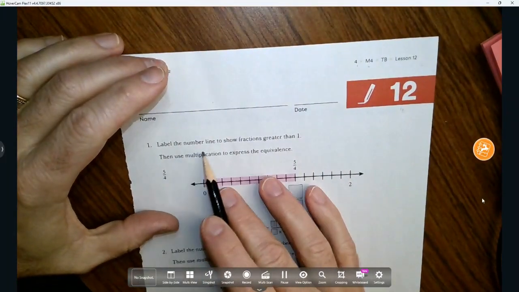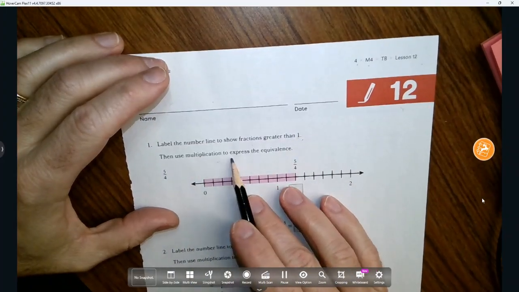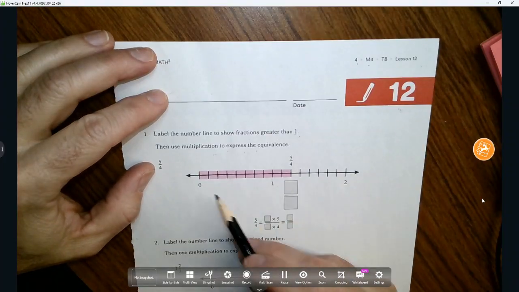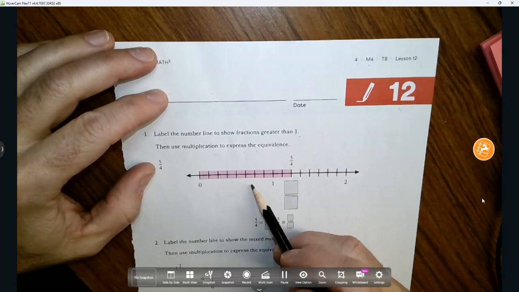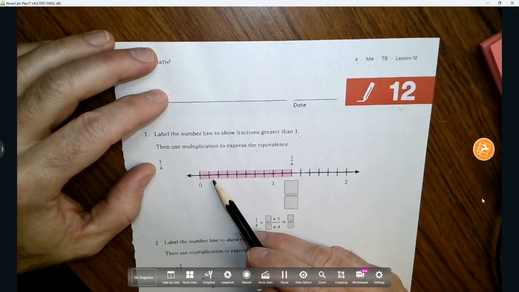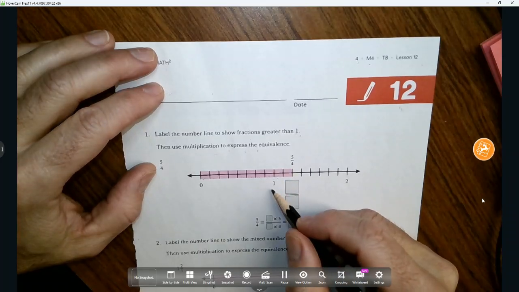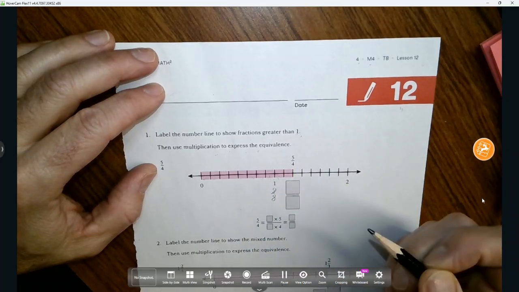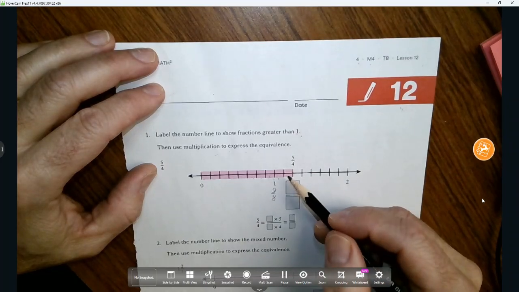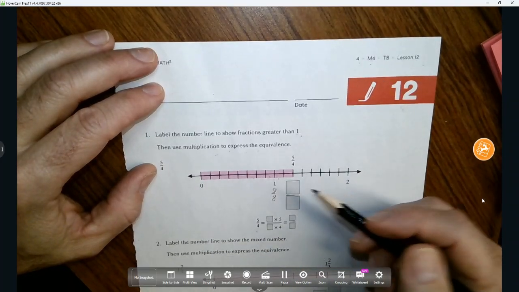It says, label the number line to show fractions greater than 1, then use multiplication to express the equivalence. Okay, so 1 stops right here. If we count to 1, we have 1, 2, 3, 4, 5, 6, 7, 8. So right now, this is 8 eighths. We went past it 1, 2. I know this says fourths, but I just counted 8.